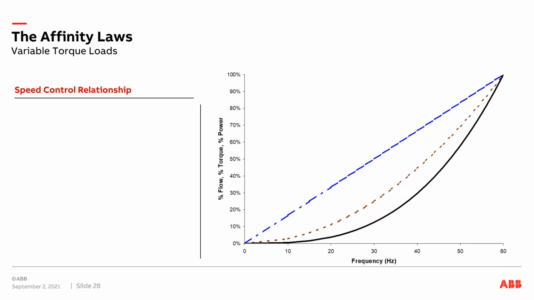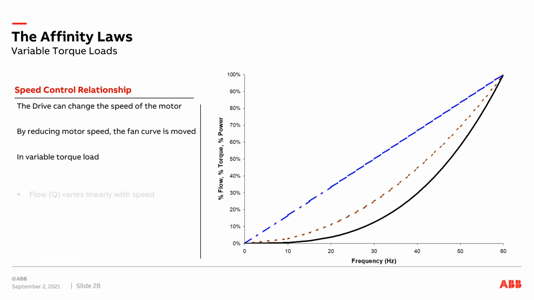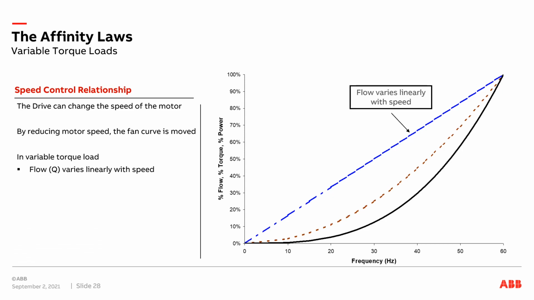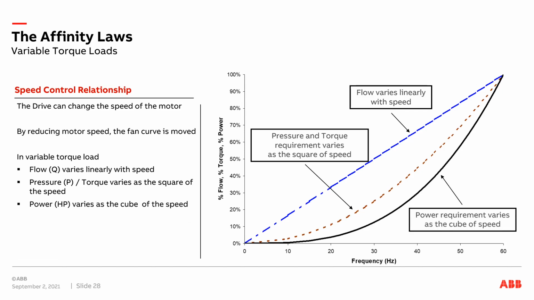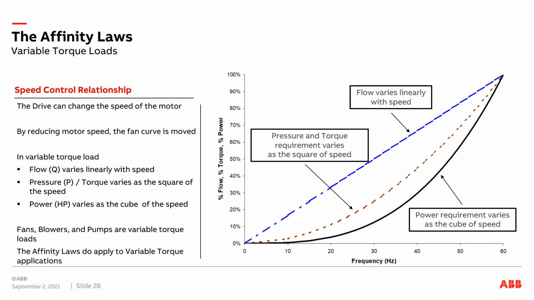For variable torque loads, the speed control relationship, the drive can change the speed of the motor. By reducing the motor speed, the fan curve is moved. In variable torque loads, flow Q varies linearly with speed, as explained earlier. Pressure P, or the torque, varies to the square of speed. And power and horsepower varies to the cube of speed. Fans, blowers, and pumps are variable torque loads. The affinity laws do apply to variable torque load applications.